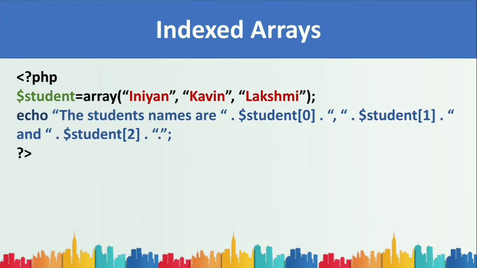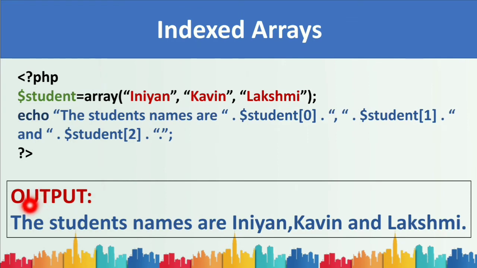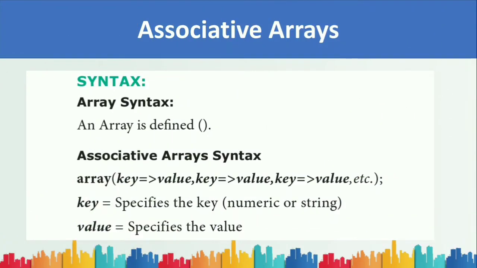Now look at the output. The students' names are Inian, Kavin and Lakshmi. Finally we have a dot. This is the way to write the output. The program may be big but the output will be a single line. This type of question you get for 1 mark. And the next array is the associative array.